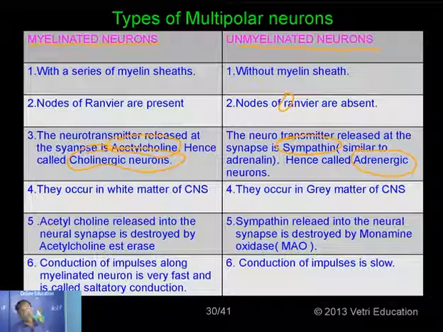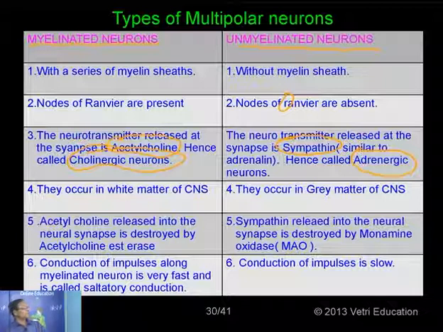They occur in the gray matter of the system. If you are taking the brain and spinal cord, there are two regions: one is white matter, another one is gray matter. The myelinated neurons are found in the white matter of the brain and spinal cord, and the unmyelinated are found in the gray matter of the brain and spinal cord. Now the acetylcholine released as the neurotransmitter is broken down by a substance called acetylcholinesterase. And the substance responsible for the destruction of the neurotransmitter sympathin is monoamine oxidase, simply called MAO.